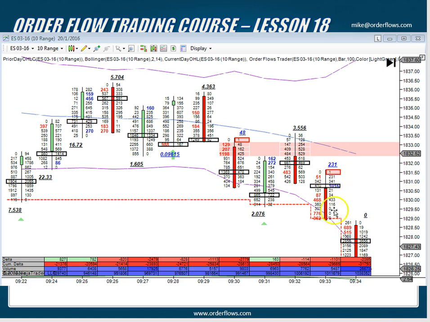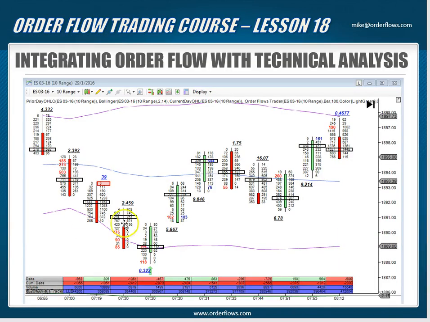You hit the lower band again with the single print in the bar, and the market goes lower. There's all sorts of examples. I could give you examples all day long, but I'm just giving you a few.